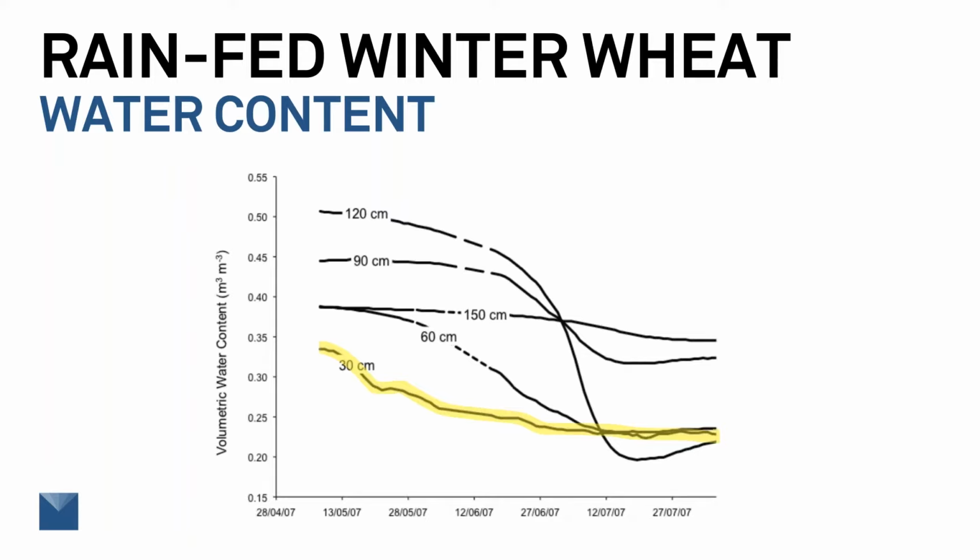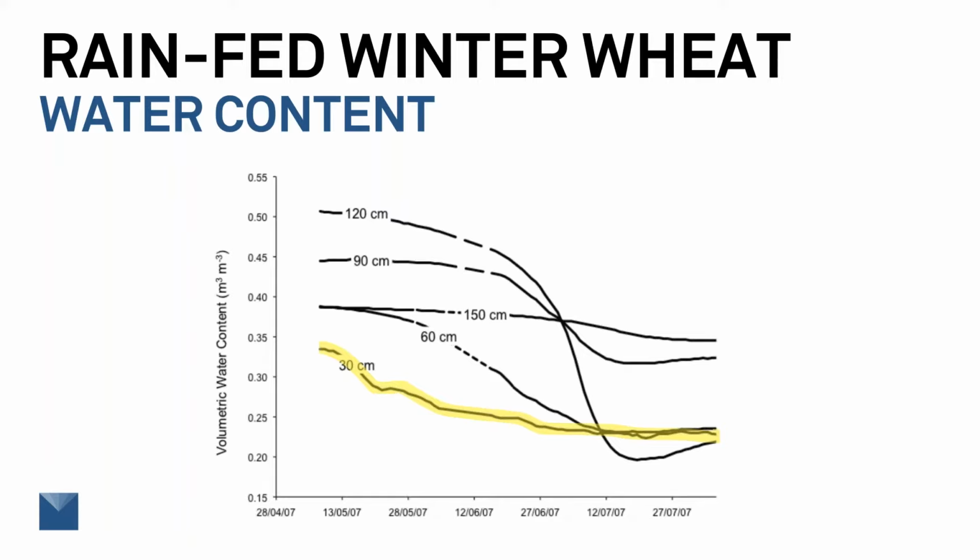So the 30 centimeter sensor, when we actually buried this system, we already started to have water uptake by this wheat crop at the 30 centimeter level, because that's relatively late in the year. We started in late April, early May, and the wheat crop's already taken up some of the soil moisture.